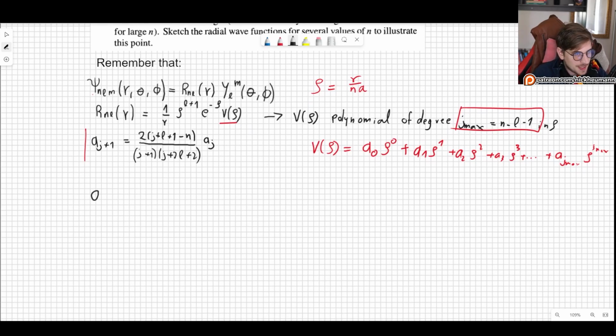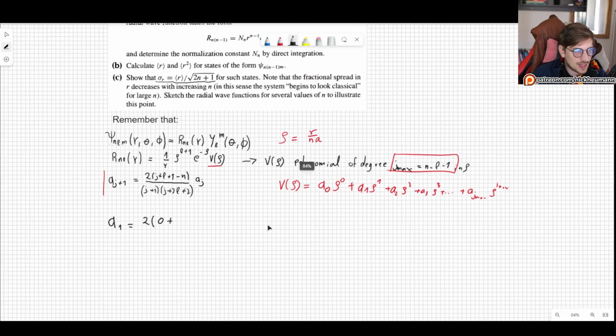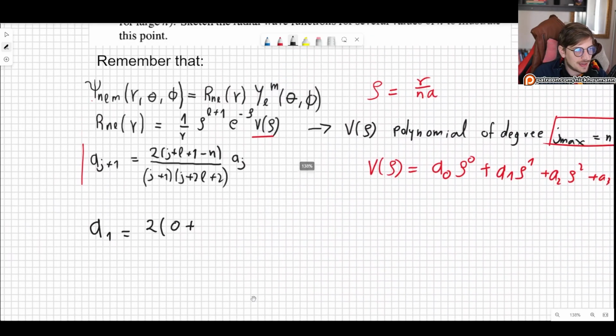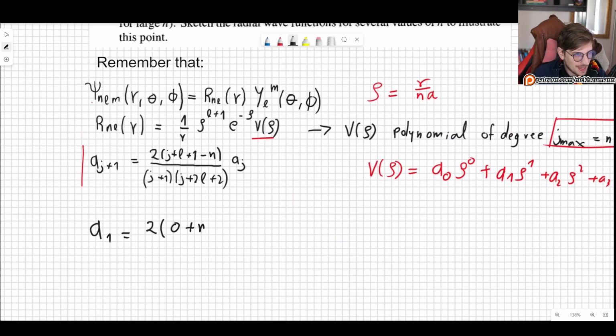So let's begin with A1, when j is equal to 0. When j is equal to 0, I told you, we start at the lowest point. That's why it's a recursion formula. We start from the base case and then work our way up. So this is 2 times 0, which is j, plus L. But what is L? L is n-1. So instead of L, we write n-1.